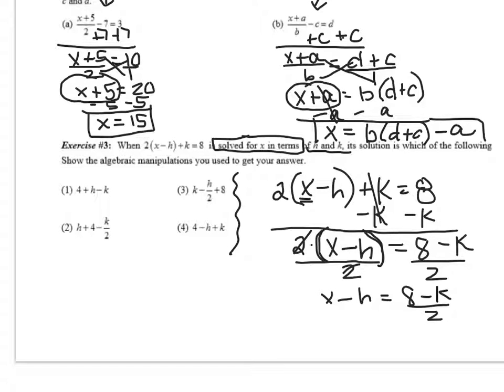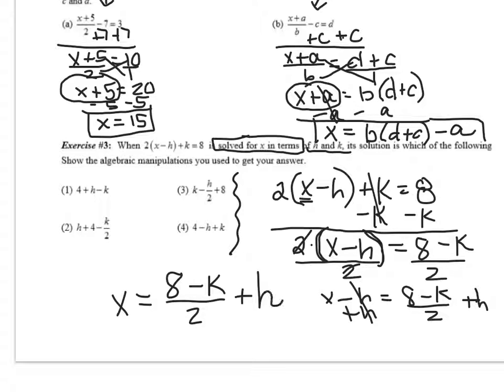So we're almost there. X is almost by itself. It still has a minus h stuck to it, so we're going to add h to both sides. These h's cancel. You're left with x equals 8 minus k over 2 plus h. Now, if you take a look at our answer choices, I don't see this up there as an answer, which means that the person that wrote this problem must have simplified our solution a little bit further. So let's see what we can do to simplify this a little bit further, and hopefully our simplified version of the answer will show up as an answer choice.